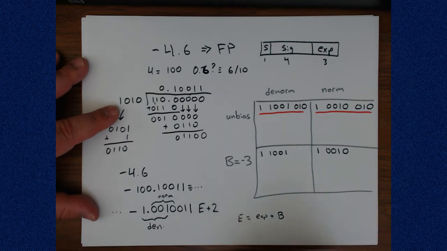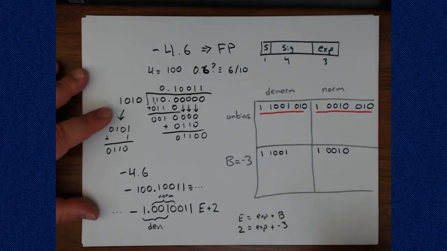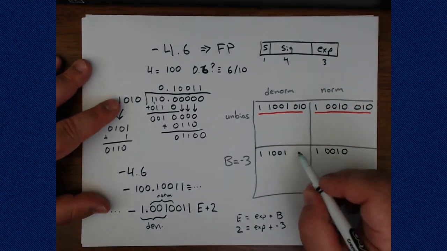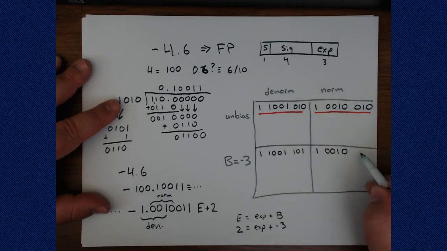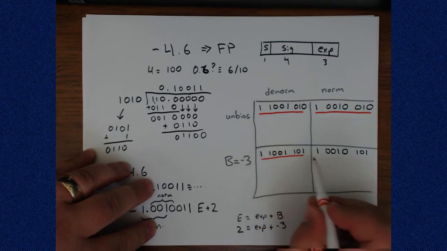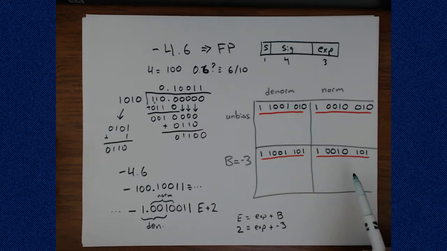All right, so we know our true exponent is 2, and we know our bias is negative 3, so we just need to figure out what the exponent is. So effectively, what do we subtract 3 from to get 2? Why, that's positive 5. But I've got to store positive 5 in 3 bits. So that is a 1, 0, 1 for both of these. And I'll just, again, highlight these in color so we can see. That's the binary version of negative 4.6 given this representation in each of its 4 different forms.